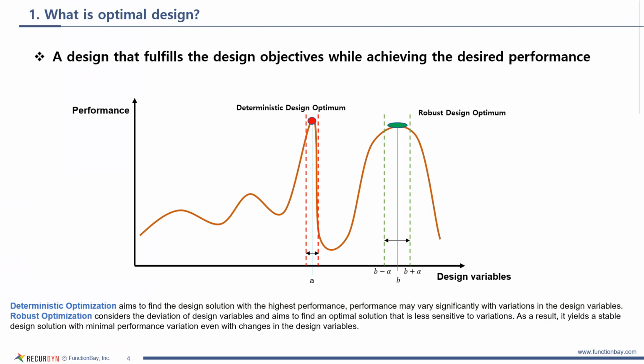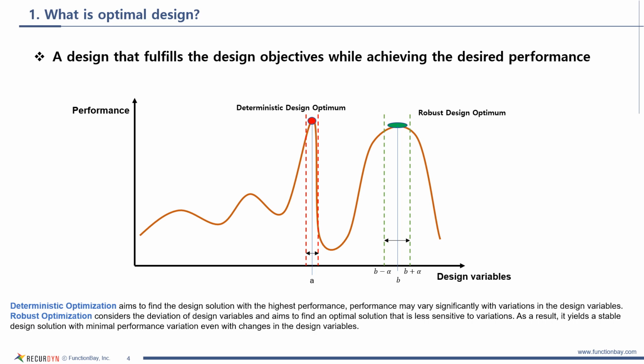What is the optimal design? I define optimal design as a design that fulfills the design objectives while achieving the desired performance. For example, when designing a product, if you need to create a lightweight yet sturdy product, lightweight would be the design objective and sturdy would be the performance criterion. The question then becomes how to design a product that is lightweight enough while still possessing the desired stiffness. Finding the solution to this problem is what we call optimal design.